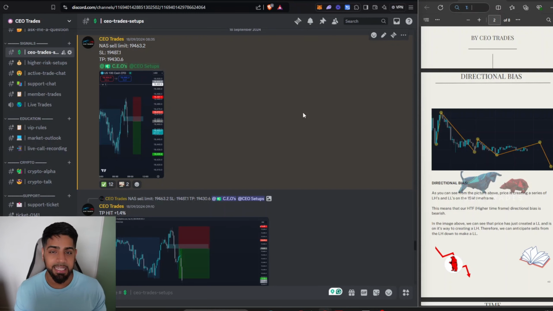You'll come to understand this as we move along with these examples, because you'll see that we hit TP near enough every single day, because these are real life examples from inside of the Discord. But the NAS sell limit in question was actually taken on the 18th, which was exactly a week ago today.